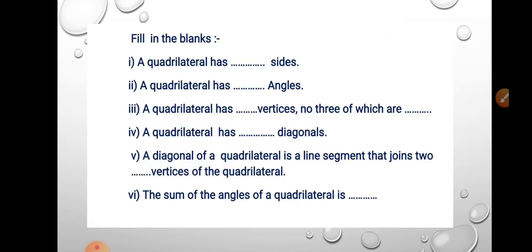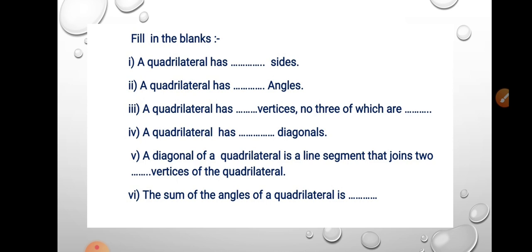Now fill in the blanks. Try to fill them. First one: a quadrilateral has blank sides. How many sides, students? Filling up the blanks is totally based on the properties of quadrilaterals as we discussed above. So how many sides in a quadrilateral? That is 4. Recall it: AB, BC, CD and DA.